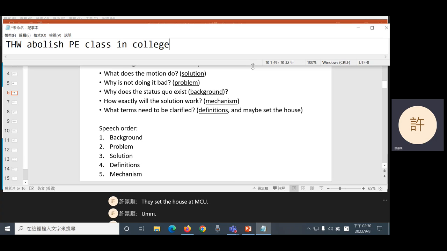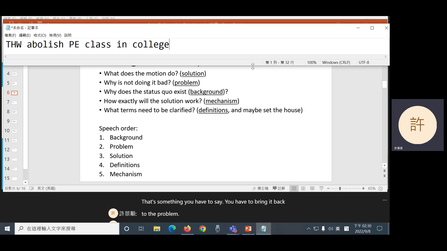And so when they give the mechanism, first we will open the gym for free use. This is a detail of MCU, which is that the gym is often not available for free use because there's PE class, right? So that's something you should mention. That right now at MCU, the gym is not always open. So we would open up the gym. And this would solve the original problem of students not getting enough exercise. That's something you have to say. You have to bring it back to the problem.